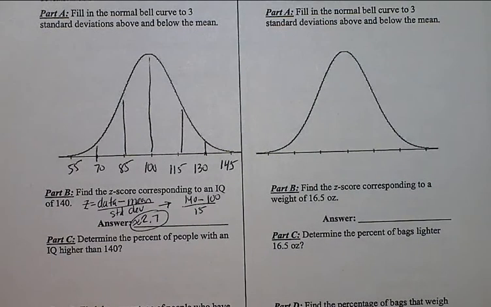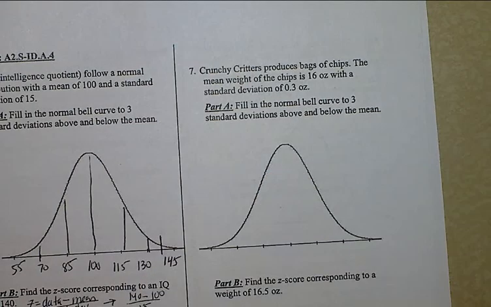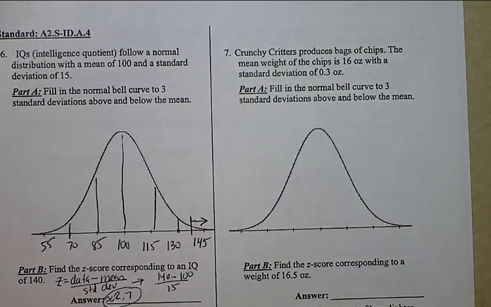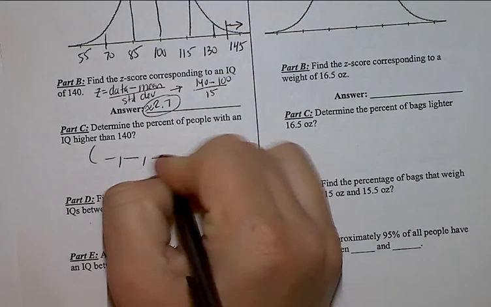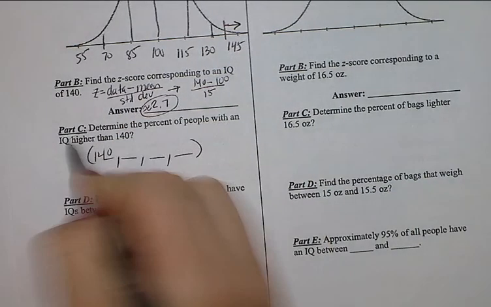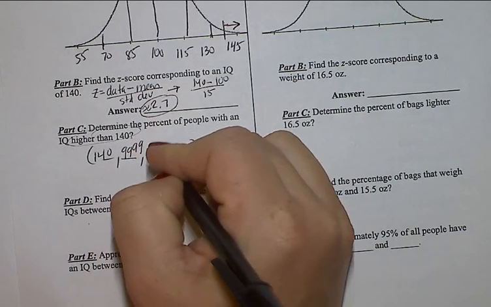Determine the percent of people with an IQ higher than 140. Well, 140 does not lie on one of the columns. It wants to know what's above that. So I come down below here, and I know I'm going to have to use the normal CDF. 140 is the low. We want to know what's higher than that. Since we're not given a higher number, it's positive 999. The mean is 100. Standard deviation is 15.